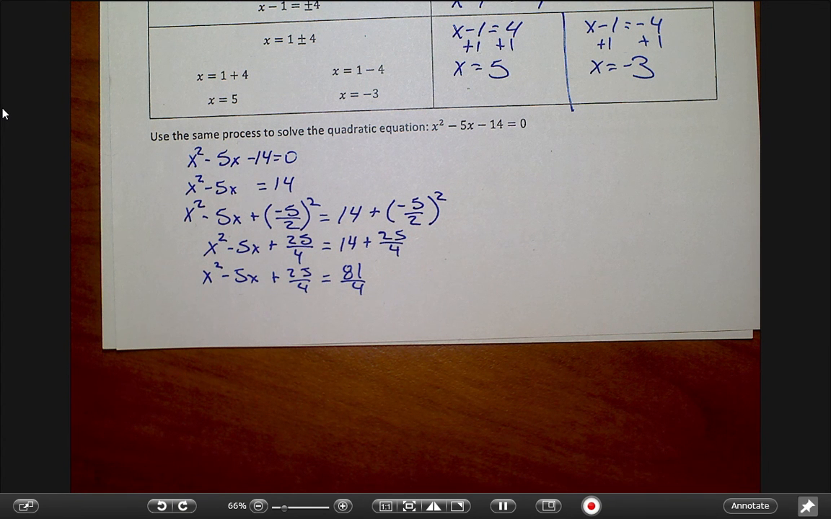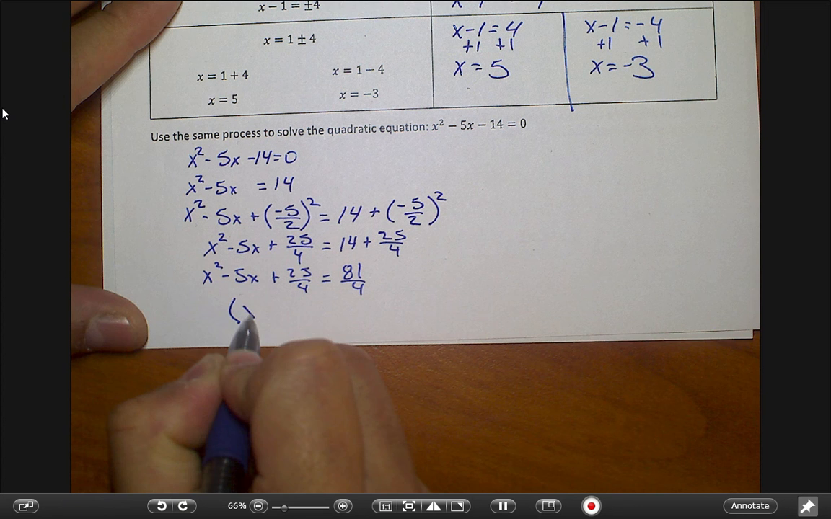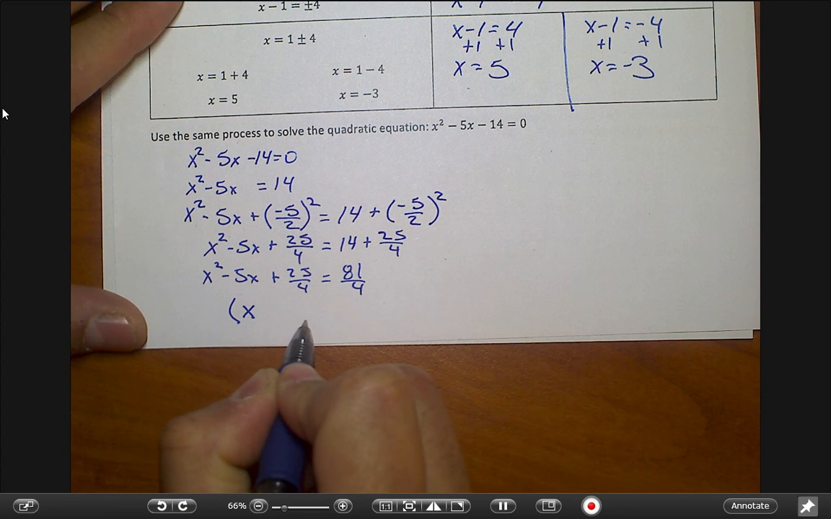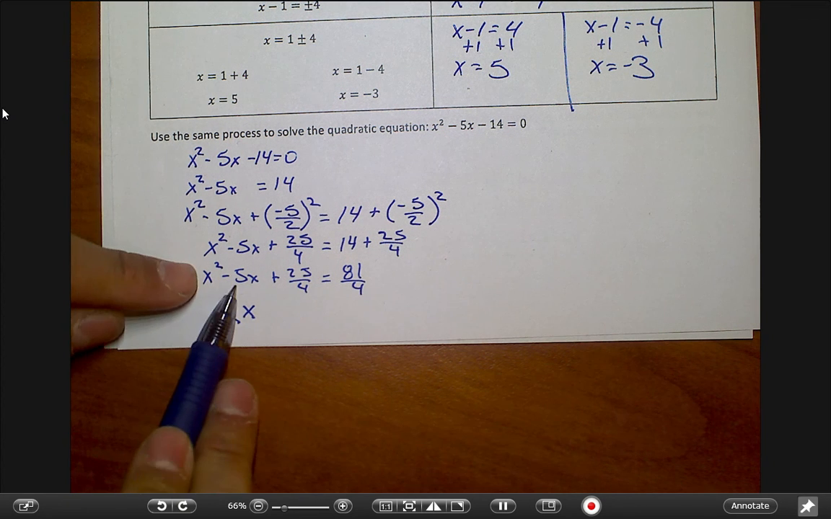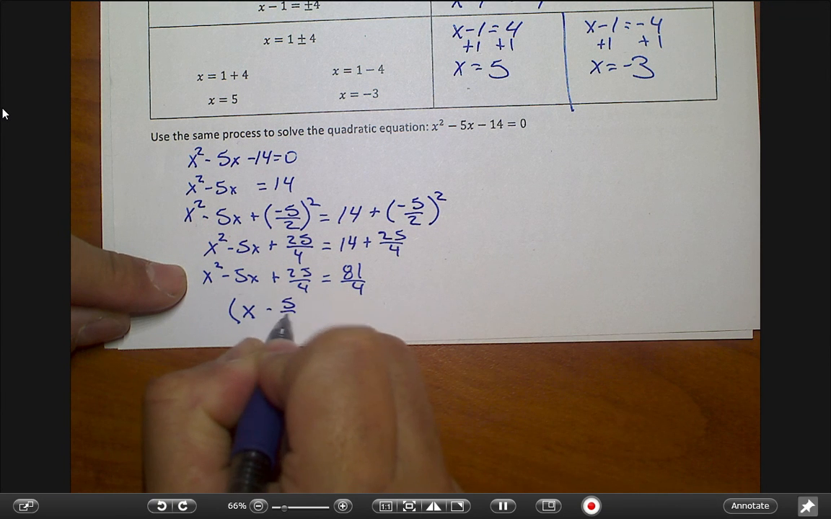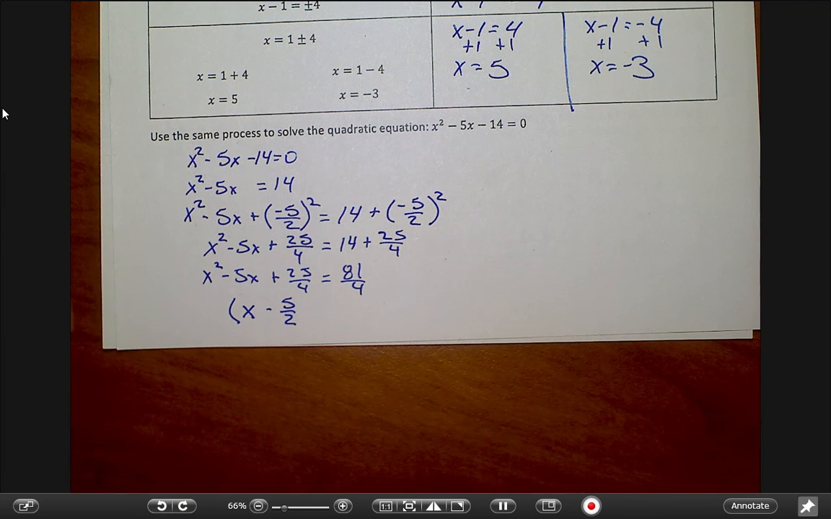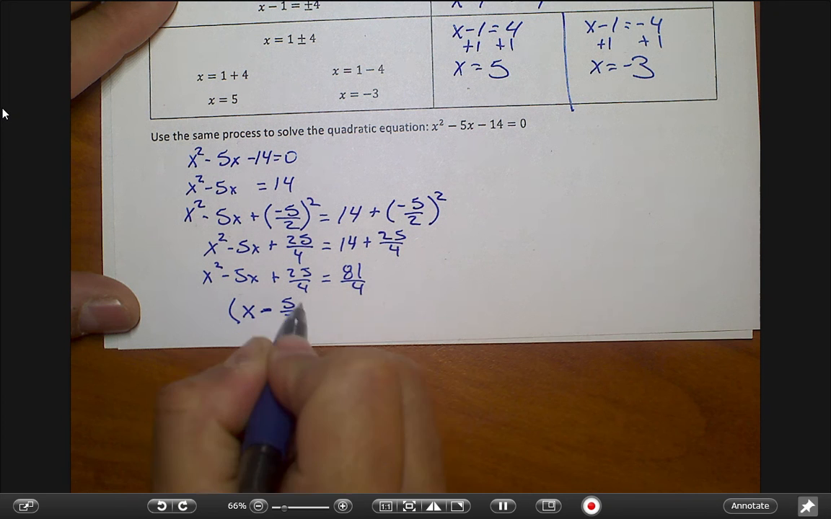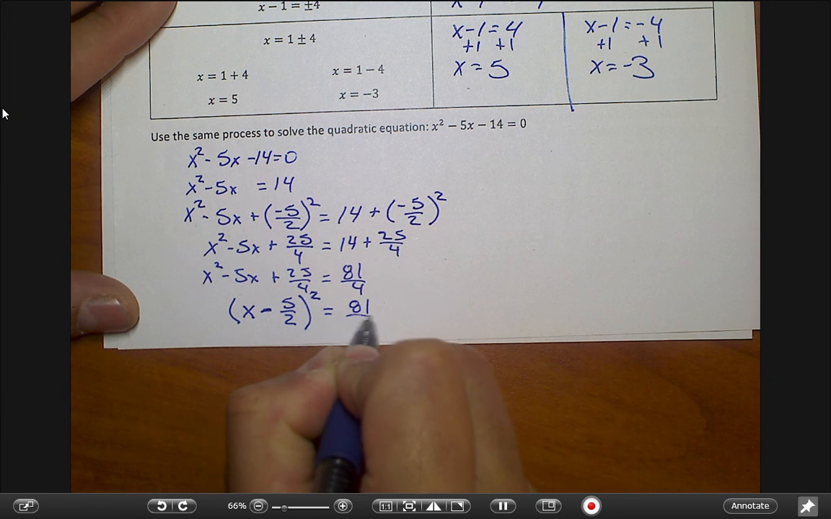Now the next step right here is breaking it down here, x, right? And it's going to be plus b divided by 2. My b is -5, right? So I'm just going to leave it as a fraction. So it's minus 5 over 2, right? So just leave it as a fraction. All right, so I have that, close square equals 81 over 4.